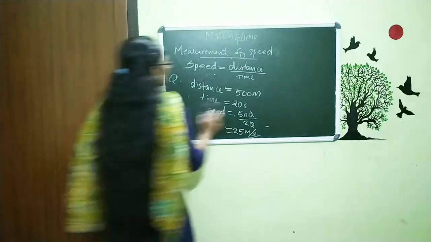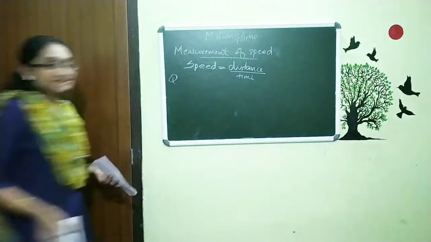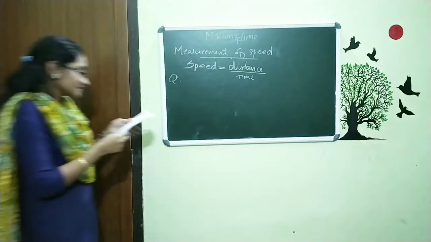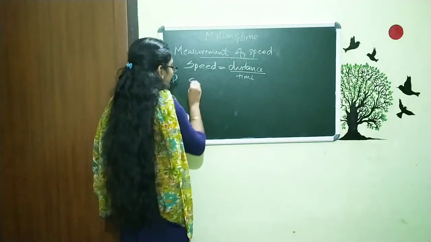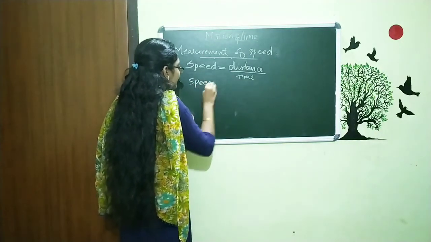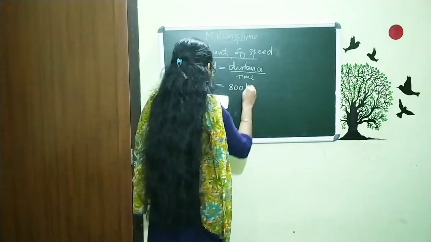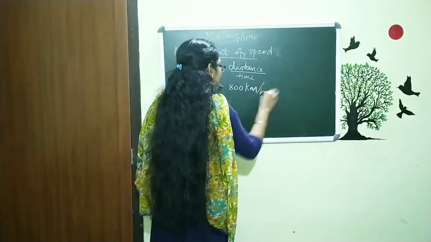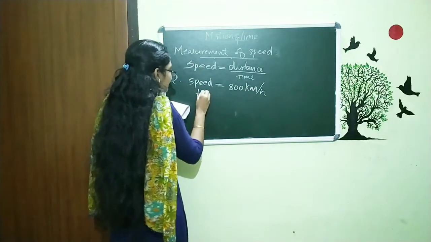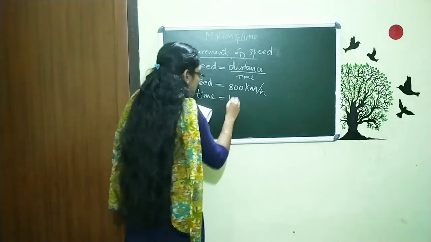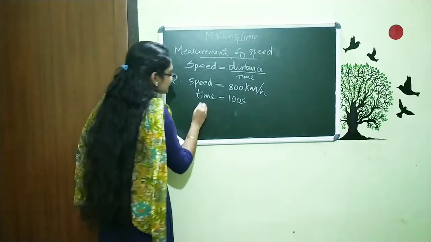Now we are doing the next question with the same equation. The question is this. A car travels with a speed of 800 kilometer per hour in 100 seconds. That means the time is equal to 100 seconds. Find distance.